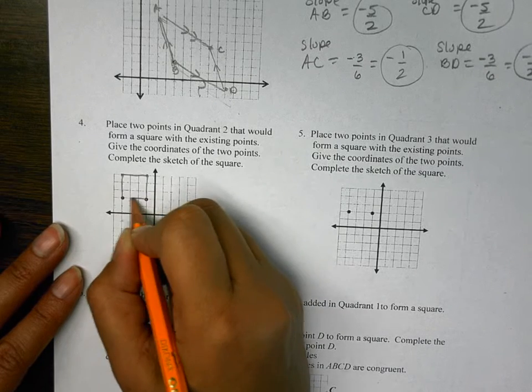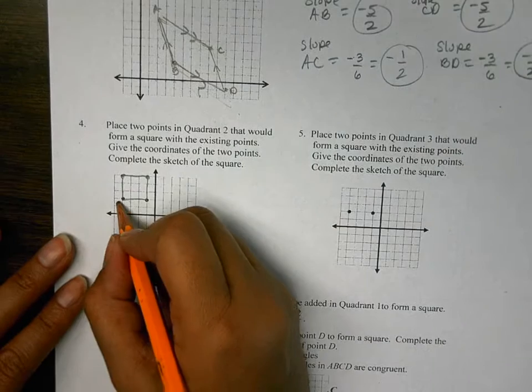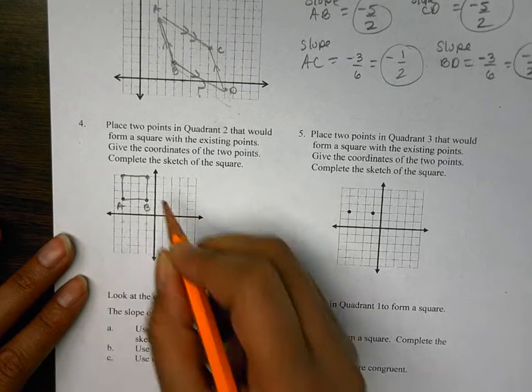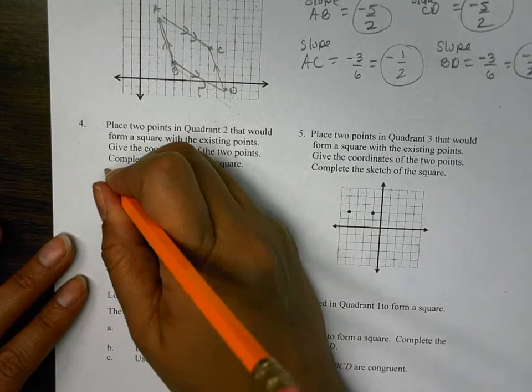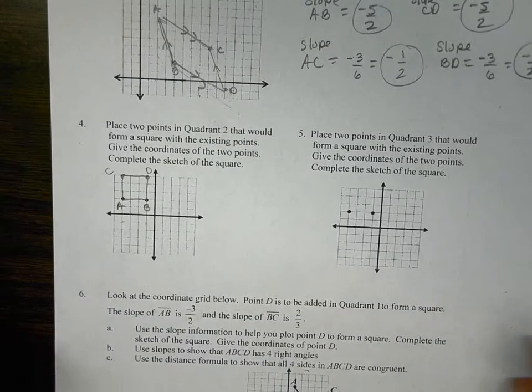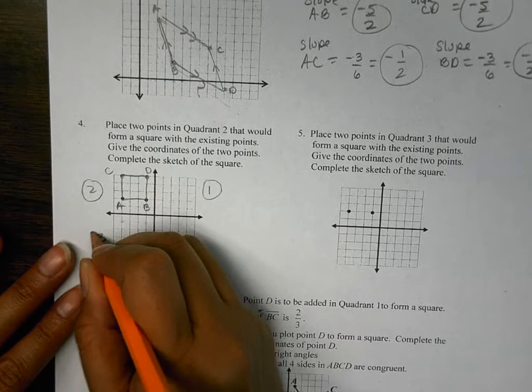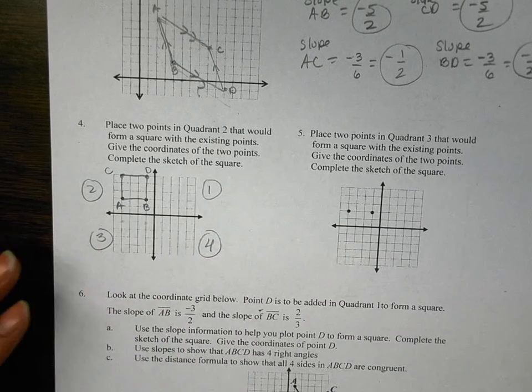Can you label the quadrants? Yes, so we'll label the original A and B. Those were the ones that were given. C and D are the ones we found. I mean quadrant 1, quadrant... Oh, quadrants. 1, 2, 3, 4. So 1, 2, 3, 4.